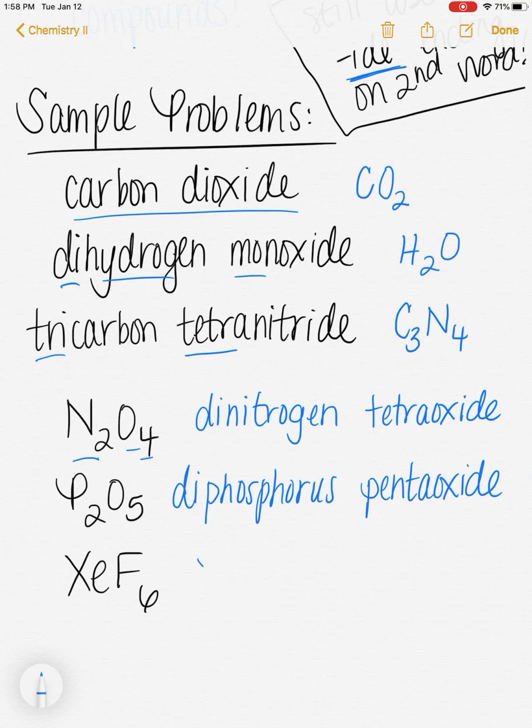XeF6, that would be called xenon. I'm not going to put a prefix on it since there's one of them. I just leave the mono off. Xenon hexafluoride, because there are 6 fluorines.